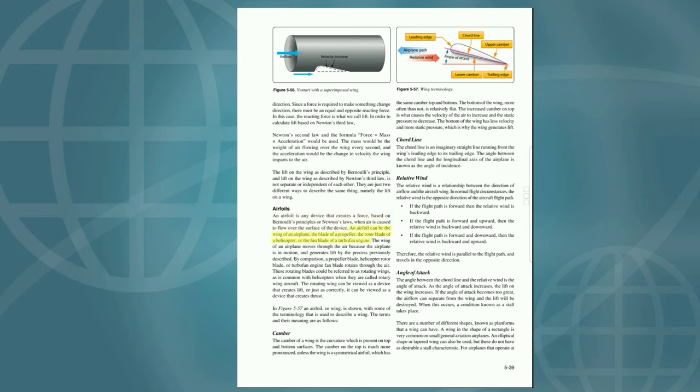An airfoil can be the wing of an airplane, the blade of a propeller, the rotor blade of a helicopter, or the fan blade of a turbofan engine. The wing of an airplane moves through the air, because the airplane is in motion, and generates lift by the process previously described. By comparison, a propeller blade, helicopter rotor blade, or turbofan engine fan blade rotates through the air. These rotating blades could be referred to as rotating wings, as is common with helicopters when they are called rotary wing aircraft. The rotating wing can be viewed as a device that creates lift, or just as correctly, it can be viewed as a device that creates thrust.